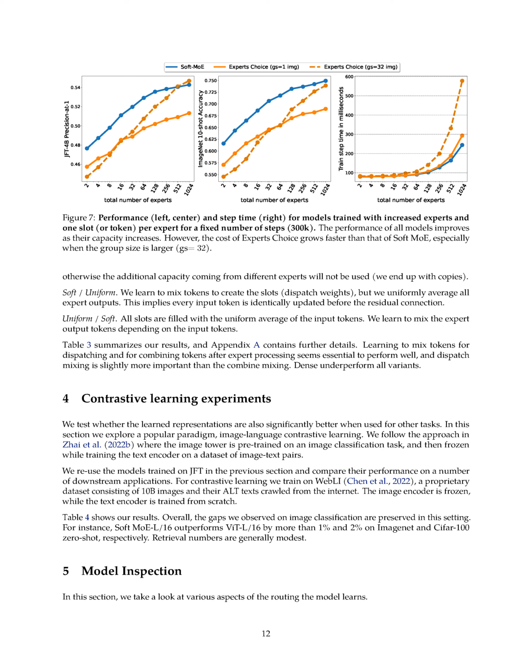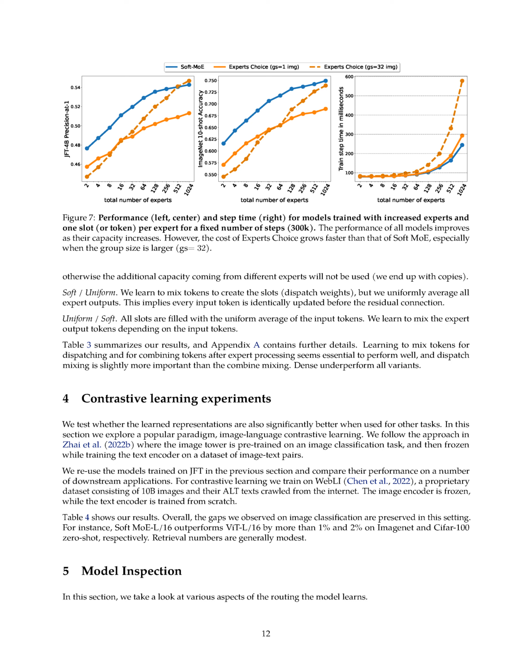Section Summary. In this section, the authors explore different ablations of the Soft MoE algorithm, testing the impact of different routing and mixing strategies for input tokens. They find that learning to mix tokens for dispatching and combining is crucial for good performance, with dispatch mixing being slightly more important. Additionally, the authors conduct contrastive learning experiments using image-language pairs and find that the performance gaps observed in image classification tasks are preserved in this setting, with Soft MoE outperforming ViT on ImageNet and CIFAR-100 zero-shot tasks.